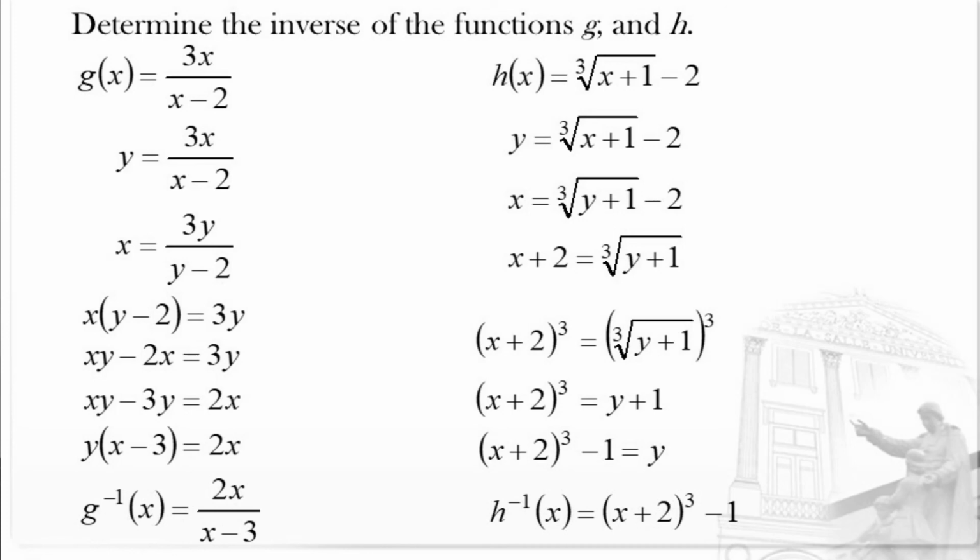And then you simplify. So it will become x plus 2 is equal to the cube root of y plus 1. Then get the cube of both sides, so it becomes (x plus 2) raised to 3 equals y plus 1. Then solve for y: (x plus 2) raised to 3 minus 1 equals y. Replace y by your inverse function. Therefore, the inverse function of h of x is (x plus 2) raised to 3 minus 1.